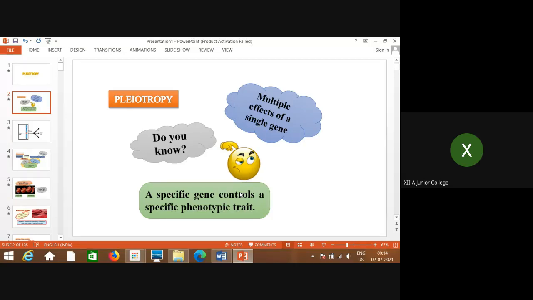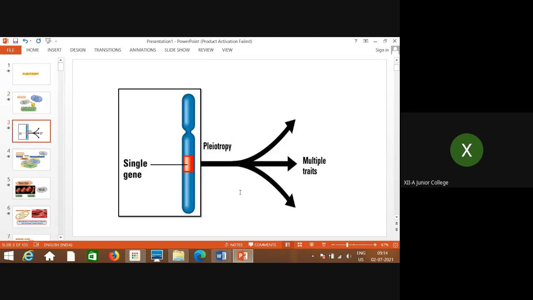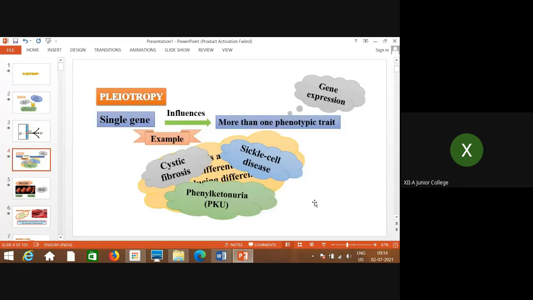Now pleiotropy, what does it mean? Multiple effects of a single gene. A specific gene controls a specific phenotypic trait. That means this is a single gene, and in pleiotropy, it is showing all these different traits. So multiple traits. Examples of pleiotropy are many, but first we are going to start with one example where a single gene influences more than one phenotypic trait, that is the gene expression.